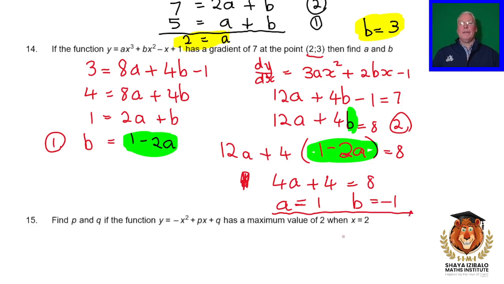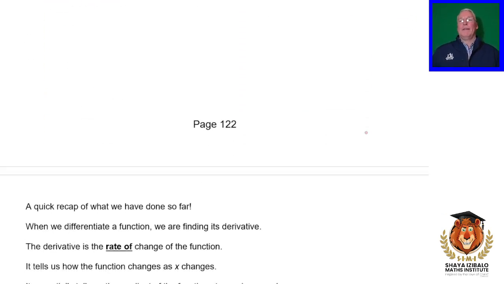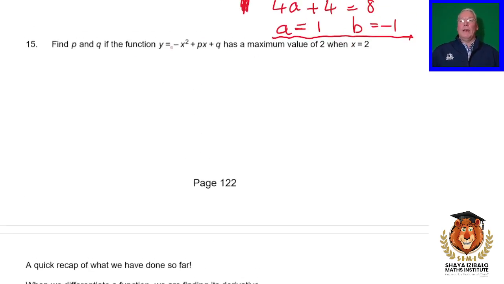Right. Now, for number 15, it says find p and q if this function has a maximum value. Now, what shape is this graph? This graph is a parabola. Now, what do we know about the gradient? This is a really big idea that we're just starting to understand now. But what is the gradient there? At that point, the x value is 2 and the maximum value, the y value, is 2.